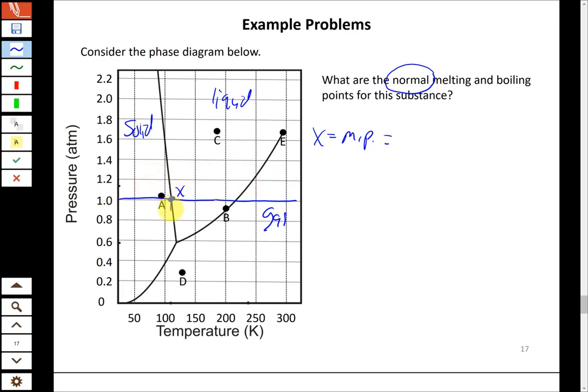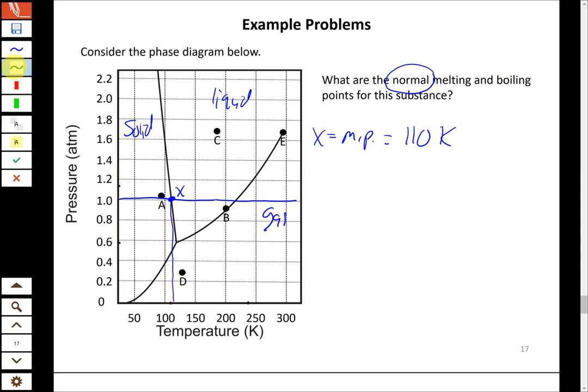We extrapolate down to the x-axis here. Again, we have to estimate a little bit, but that's going to be basically 110 Kelvin, thereabouts. It doesn't have a very precise temperature scale, but you can see that point X, when we go down to the x-axis, has 110 Kelvin.